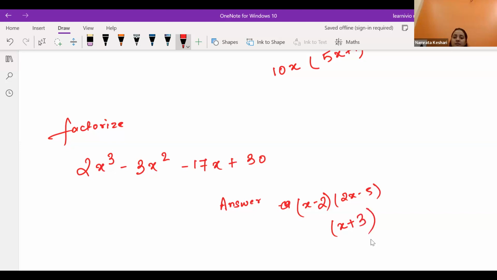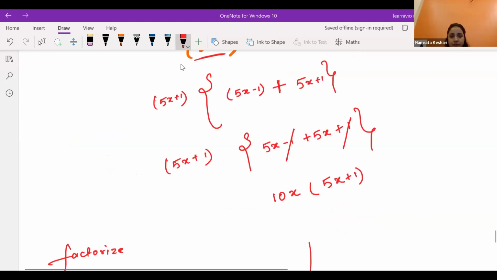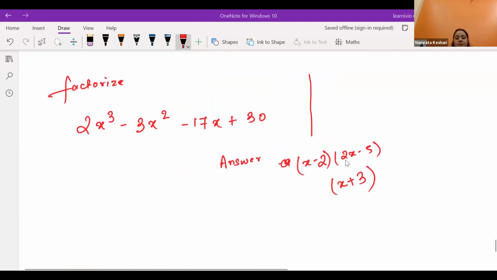How you have done this? First we will find the factors of the constant term which will satisfy the equation. So hence one factor of the polynomial will be x minus 2. Then we will divide the polynomial with x minus 2. So we get the quotient as 2x squared plus x minus 15. And then we can factorize it since it's a quadratic equation. And so the final answer will be x minus 2 multiplied with 2x minus 5 multiplied with x plus 3. Yeah, perfect.